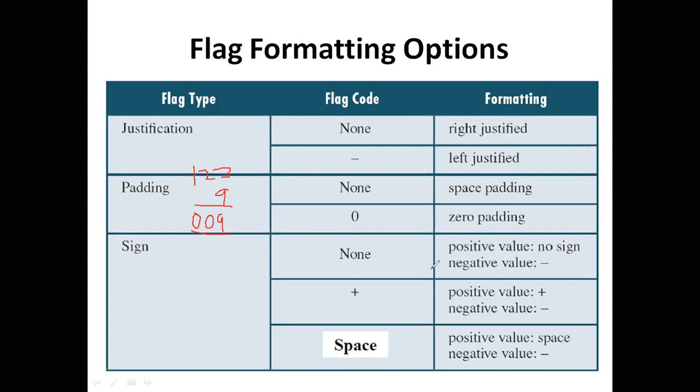And what do we need to indicate for a positive number? And what do we need to indicate for a negative number? These are the things we call flag types. What are the different types we have? Justification, padding, and sign. These are what we call flag types. And now we are going to see practically here.